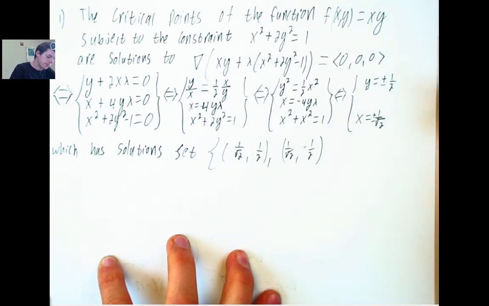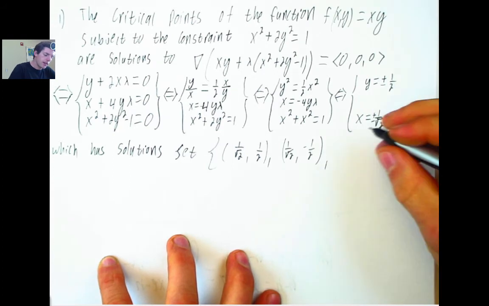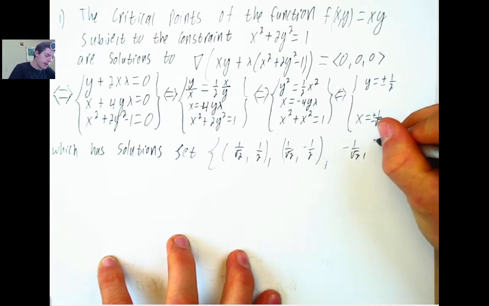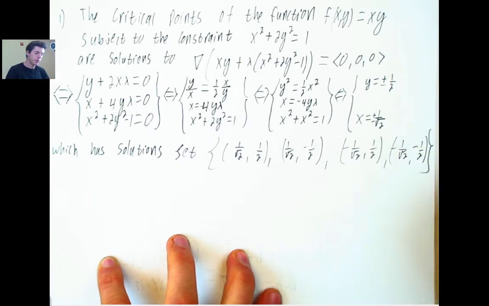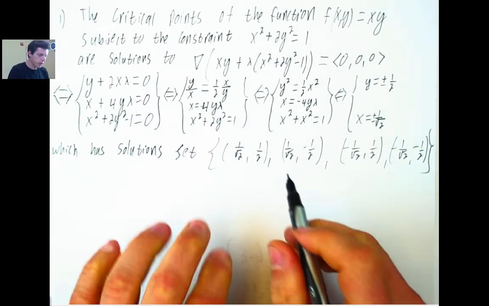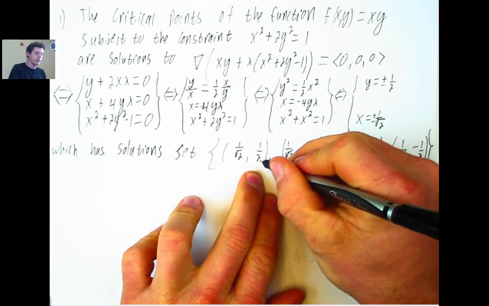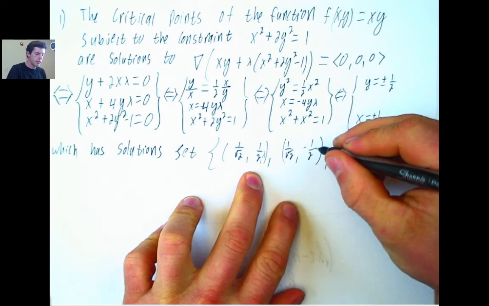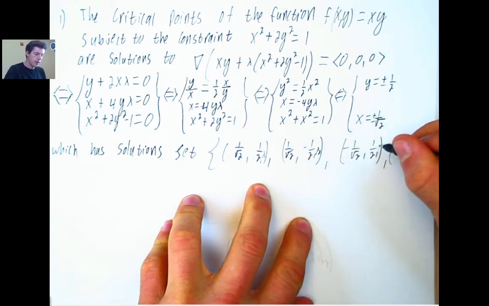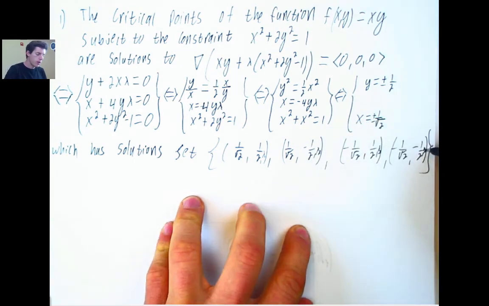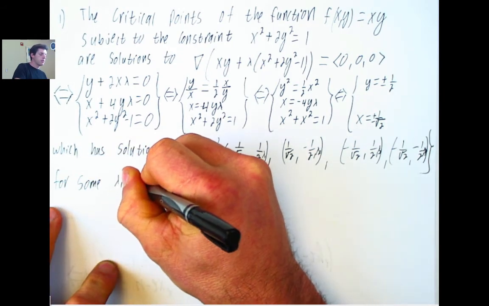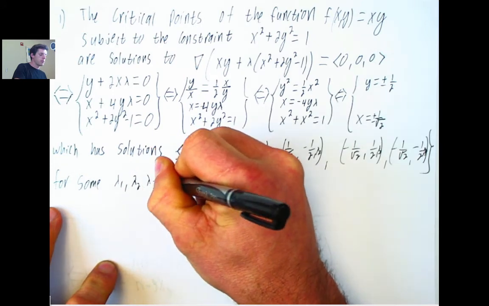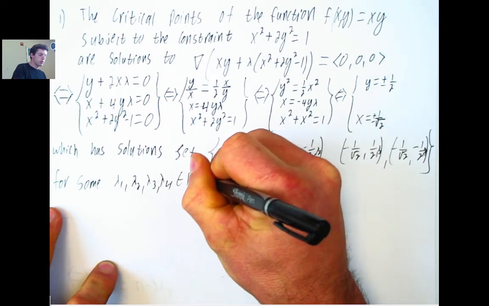And, forgot the lambdas. And negative 1 over square root of 2 with positive 1/2. And negative 1 over square root of 2, negative 1/2. Okay, so I completely forgot to do what I meant to do, which was put in a third component here and say comma something or other. Lambda 1, comma lambda 2, comma lambda 3, comma lambda 4, and then say for some lambda 1, lambda 2, lambda 3, lambda 4, all of those guys real numbers, and I don't care what they are.